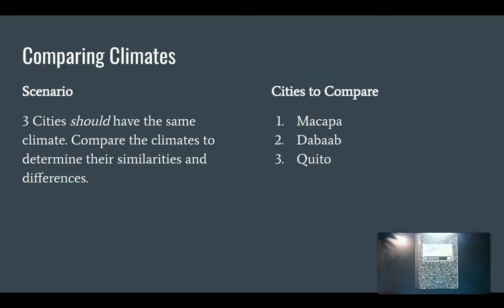To demonstrate how to compare climates, we're going to work on a scenario. In this scenario, 3 cities should have the same climate. We're going to compare the climates to determine their similarities and differences. For the purposes of this video, we'll compare the climates of Macapa, Dabab, and Quito.